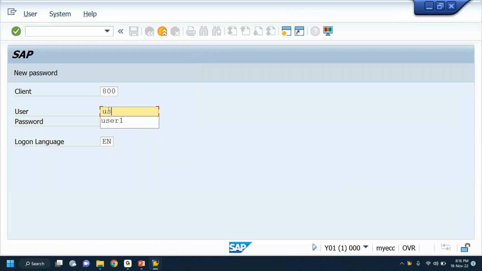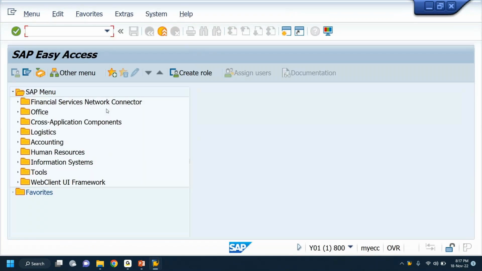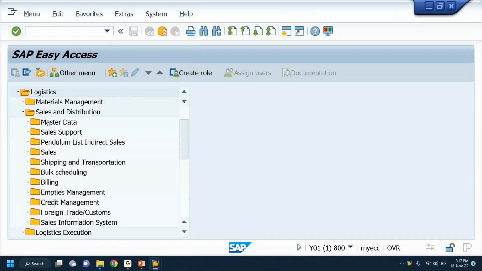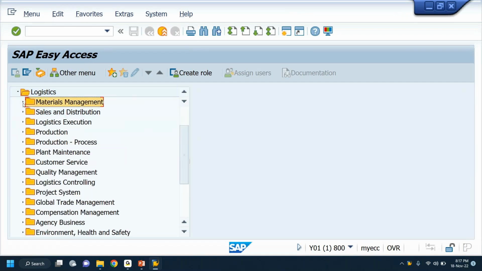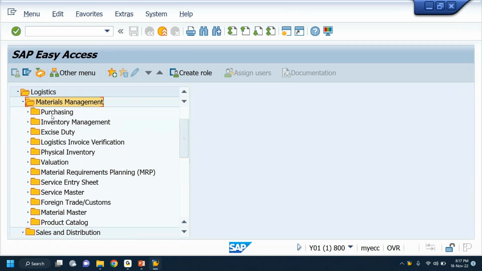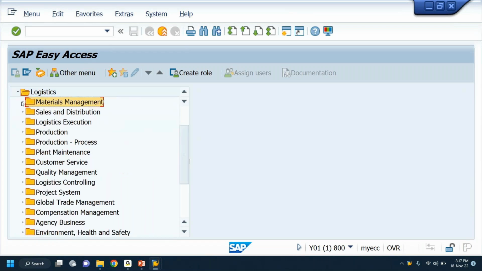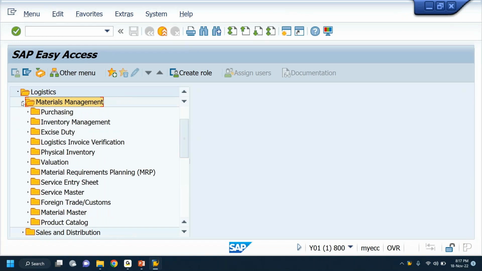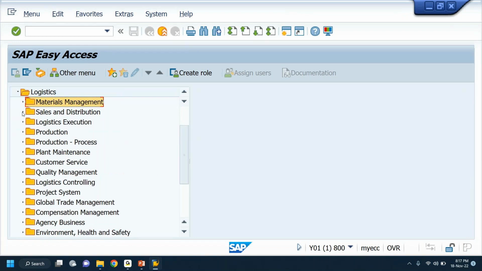So the company's expectation: whichever implementation you're going to join in IT companies. If you can see this, in logistics you have sales and distribution, and you have logistics MM, where you have from purchasing to inventory to LIV to MRP to material master. There are some commonalities in it. You have material master here in MM and you have material master in SD also.